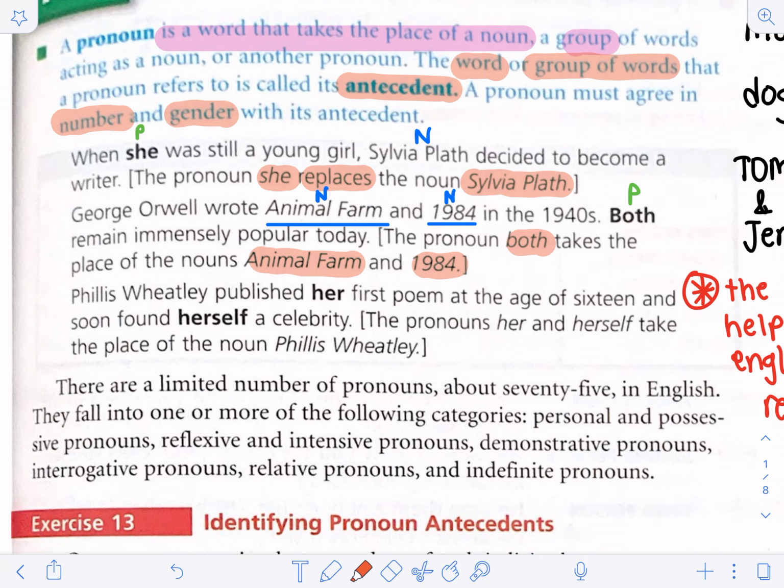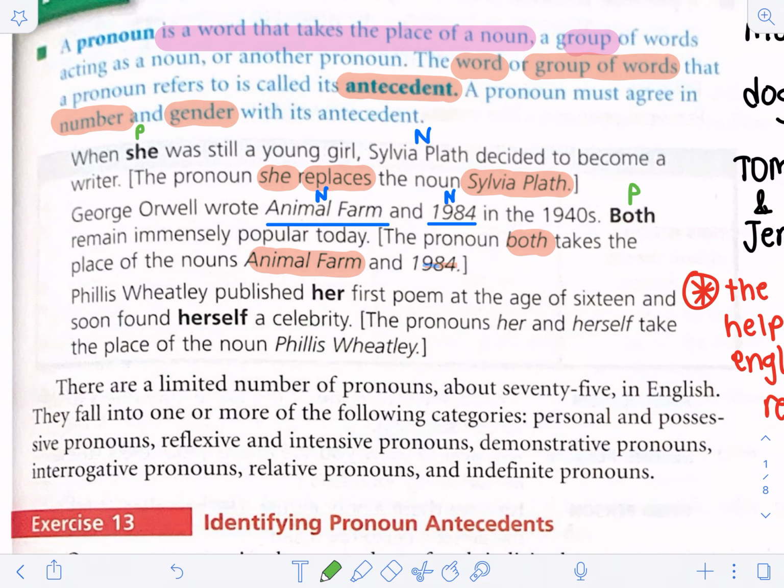Now, here's how the sentence would read if I didn't use the pronoun. George Orwell wrote Animal Farm and 1984 in the 1940s. Animal Farm and 1984 remain immensely popular today. Once again, the pronoun helps break up your written and spoken English and make it less repetitive. Last example: Phyllis Wheatley published her first poem at the age of 16 and soon found herself a celebrity.